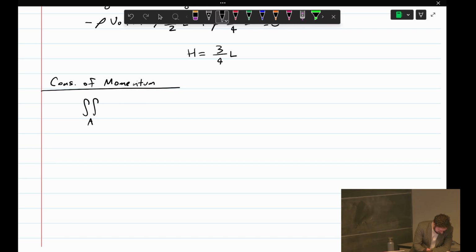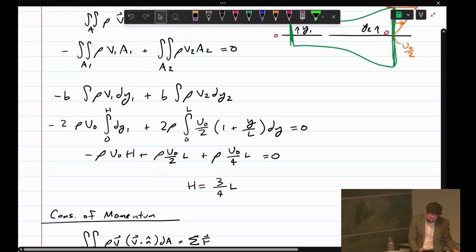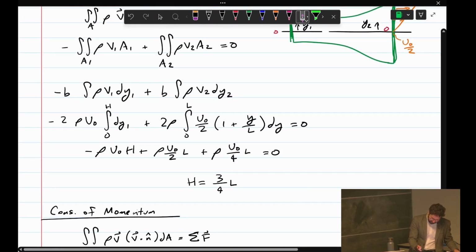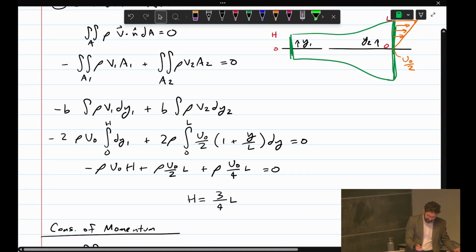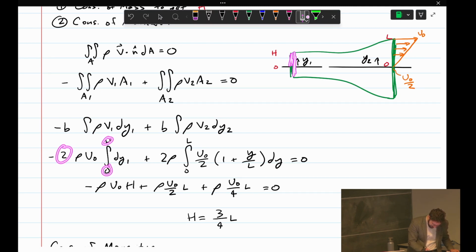Remember, the integral form of that is rho v dot n. So, forces. The other thing I'm going to do here that I maybe didn't emphasize enough is I did 2 times this integral for the total mass flow rate through this face. So that's where this 2 comes from, and then I go 0 to h.